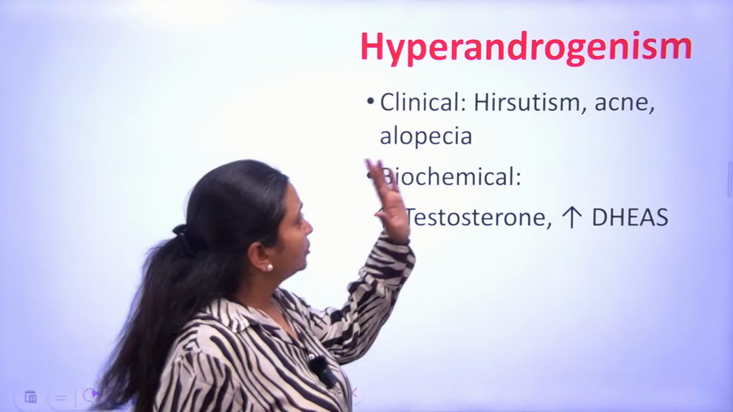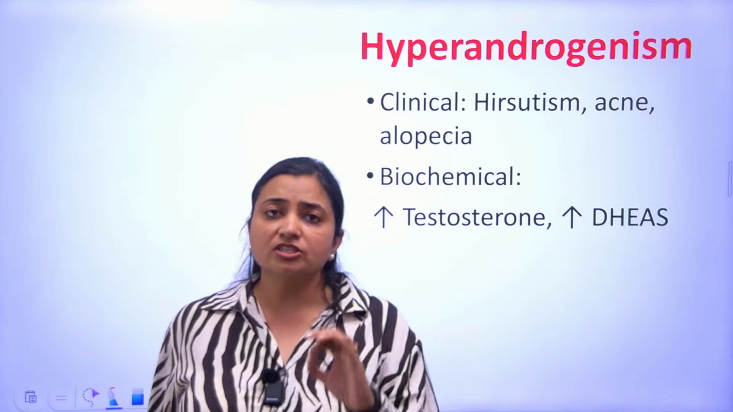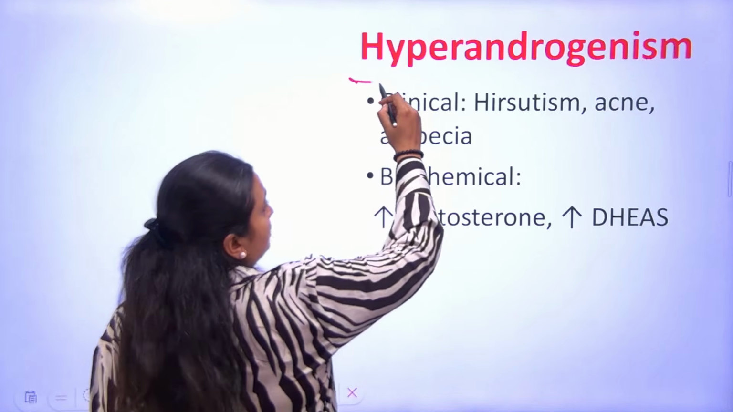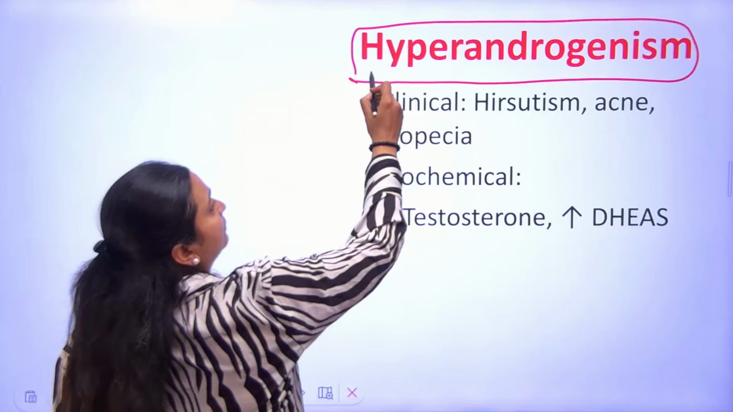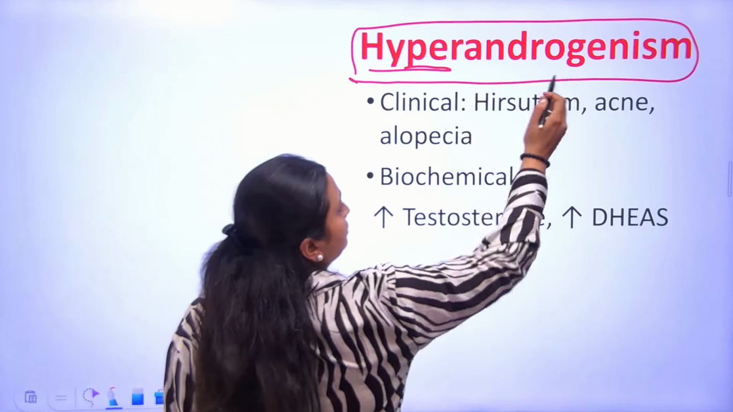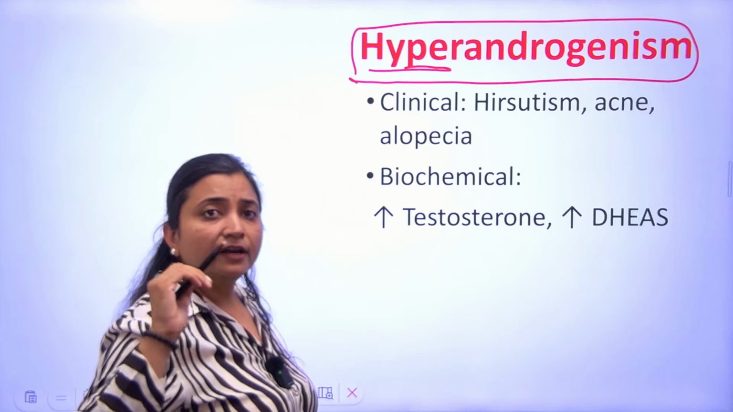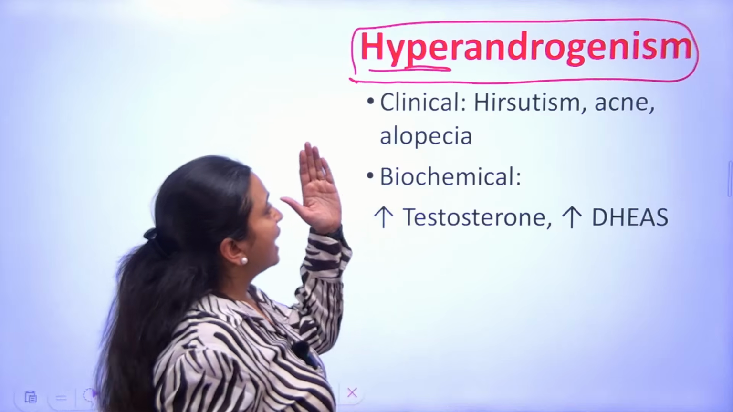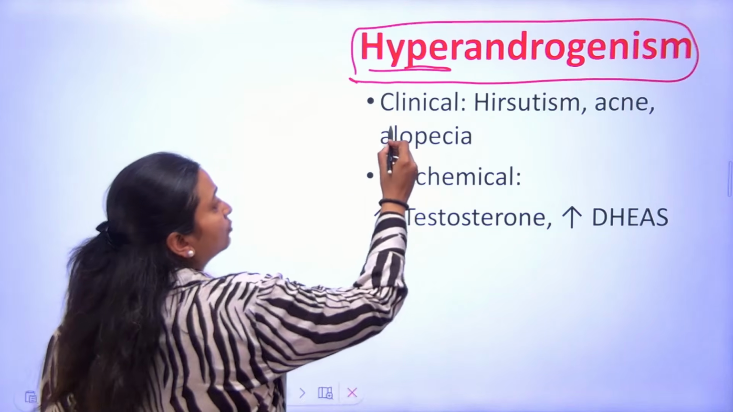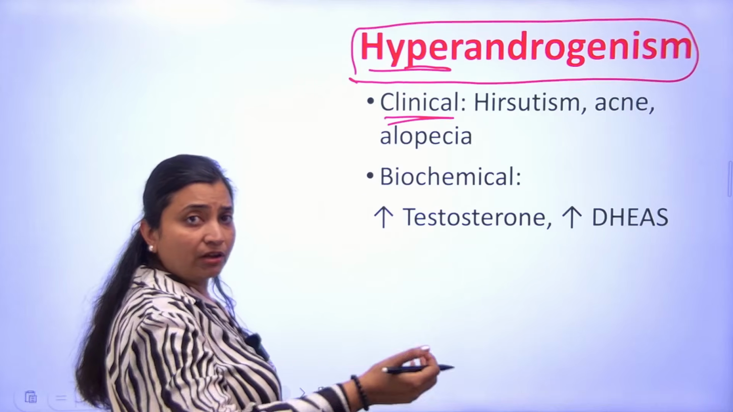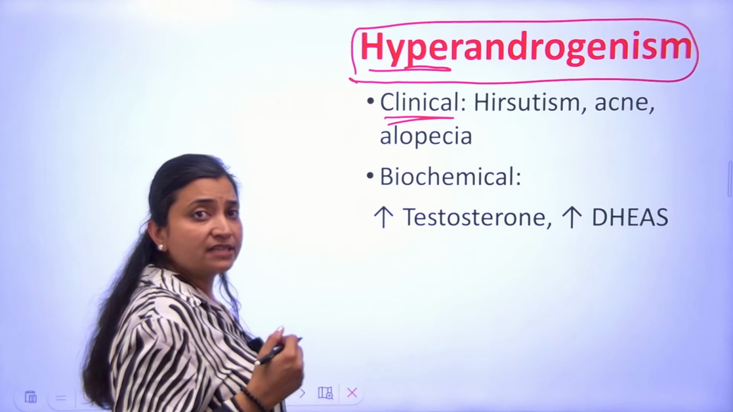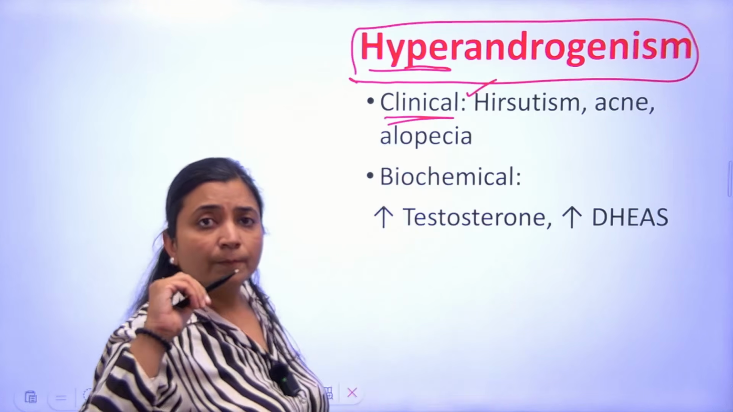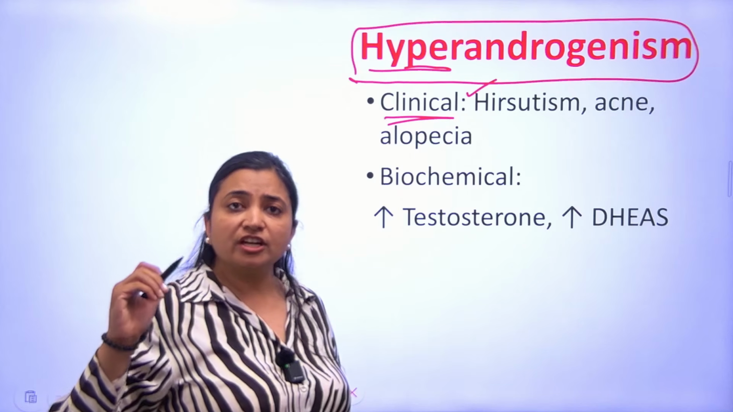Now there are some terminologies that you need to know before starting off with the topic itself. Hyperandrogenism. What does that mean? Hyper means more. Androgen is a male dominant hormone. So presence of more male hormones in the body is hyperandrogenism. Clinically, how do we find that the patient walking into your OPD chamber has hyperandrogenism? By hirsutism. What is hirsutism? Presence of male pattern facial hair in a woman.